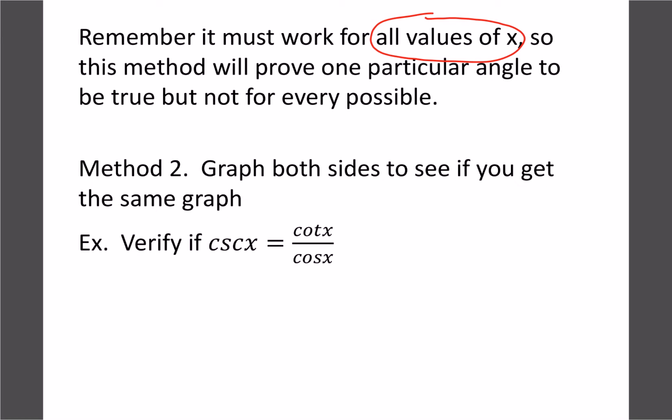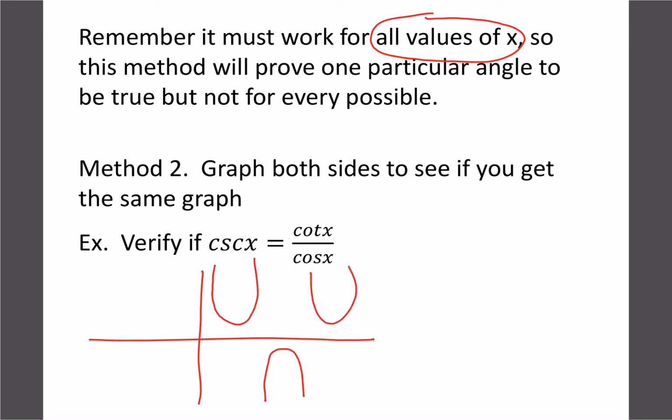So another way to do this is to actually graph these things. On your calculator, if you graph cosecant x, you'd end up getting a weird looking graph that looks kind of like that. And then all we have to do is graph our second side, cotan over cos, and we just see if our graph looks the same. So when we graph the second one, we're going to get the exact same graphs overlapping. So it's a little bit better and quicker way to see if something's the same or not.